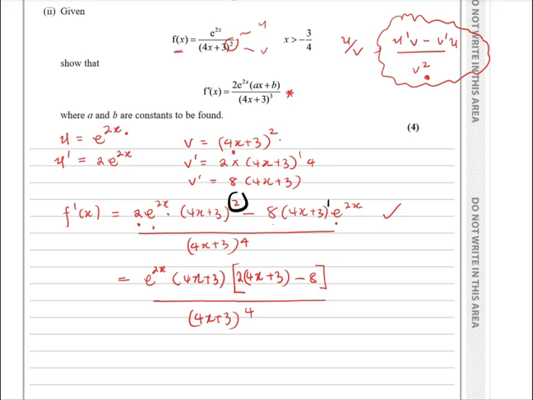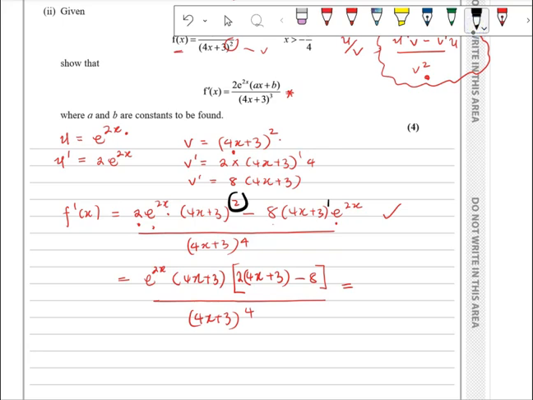And then you have all of it over (4x plus 3) to the power of 4. Now, I see that I can cancel out, because this is power 1 and this is power of 4. I can cancel, leaving a power of 3 down. So I have this as (4x plus 3) to the power of 3. And then I have the e to the 2x. Now, this is totally gone. So what I have inside the bracket, open the bracket, that is going to be 8x plus 6 minus 8, which is going to be minus 2.